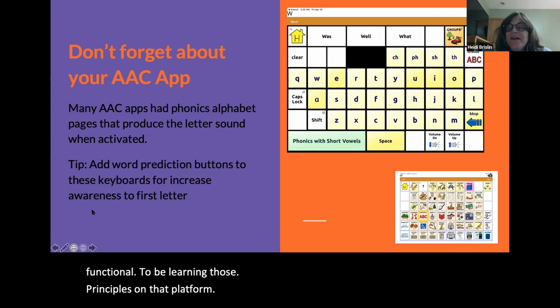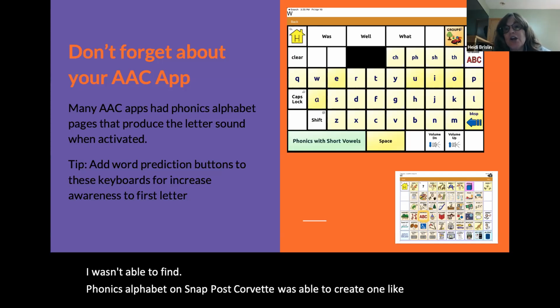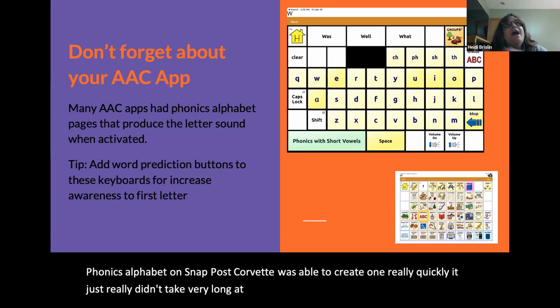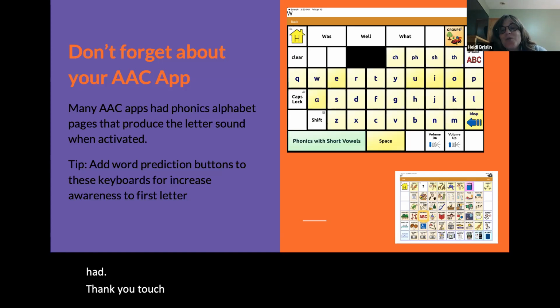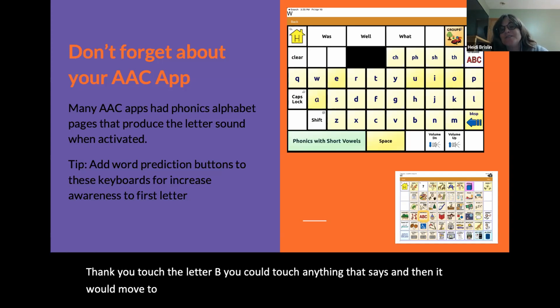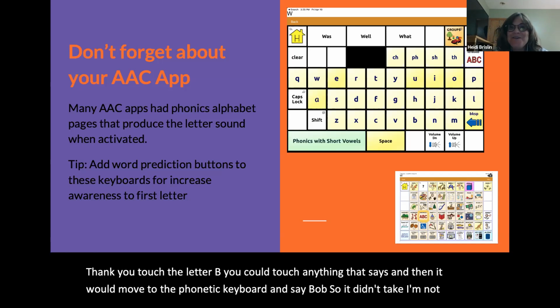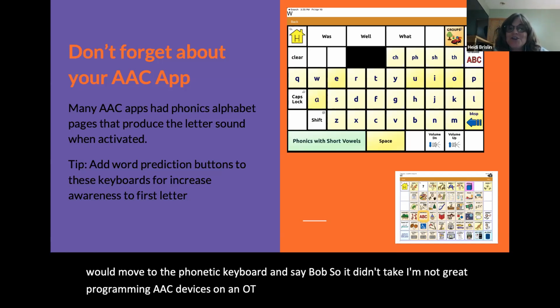Brenda, this is Heidi. Hi. I wasn't able to find the phonics alphabet on Snap Plus Core, but I was able to create one really quickly. It just really didn't take very long at all, and I linked it right to the keyboard. So if you touch the letter B, you could touch another thing that says, and then it would move to the phonetic keyboard and say ba. I'm not great with programming the AAC devices. I'm an OT, but this was super easy.